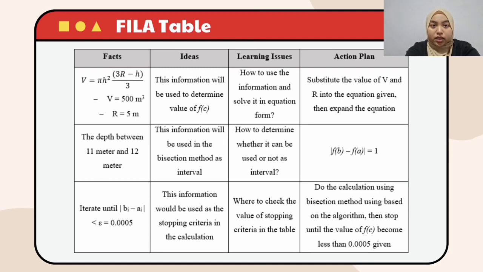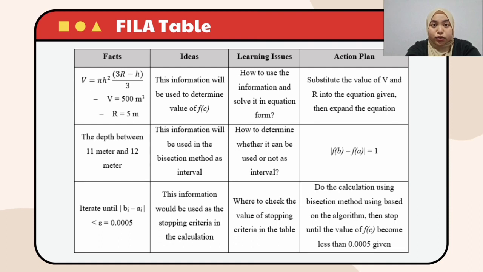Based on the question stated in the problem statement, the information that can be obtained is the equation for volume, V equal to 500 meter cubic and R equal to 5 meter. This will be used to determine the FC value by substituting the values of V and R into the equation given. Other information stated in the question is the depth between 11 and 12 meter.